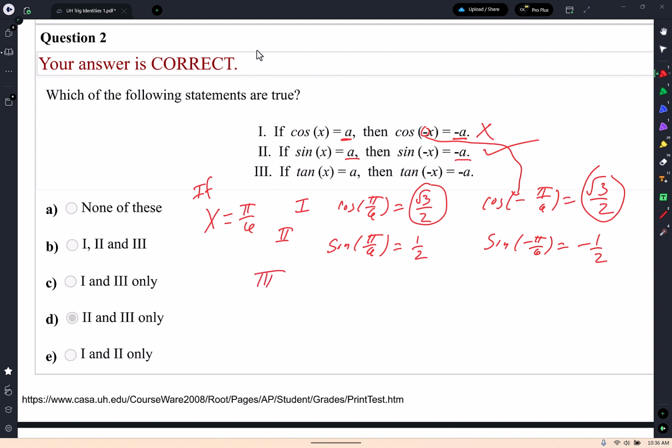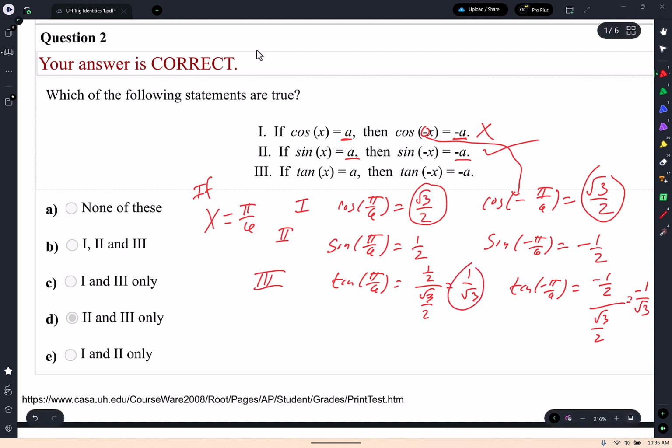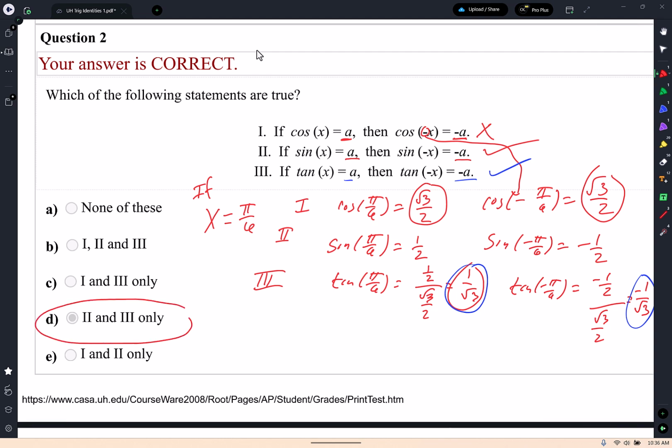Roman numeral number 3. Tan of pi over 6 equals, let's see, y over x. 1/2 divided by square root of 3 over 2, which is 1 over square root of 3. And then tan of negative pi over 6, negative 1/2. You can already see it's the opposite, right? Over square root of 3 over 2, which is a negative 1 over square root of 3. And I'll slow down. I see one's positive, and I see one's negative. Oh, okay, that checks out again. This is by brute force, so 2 and 3 are correct.